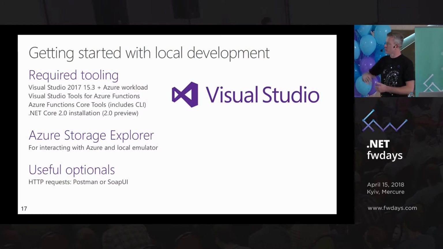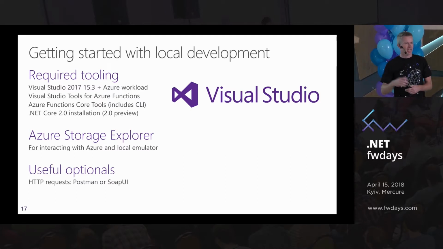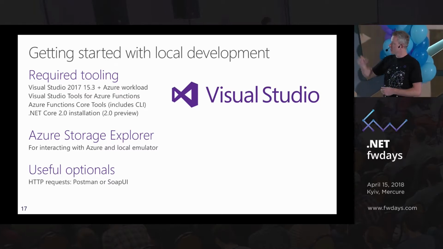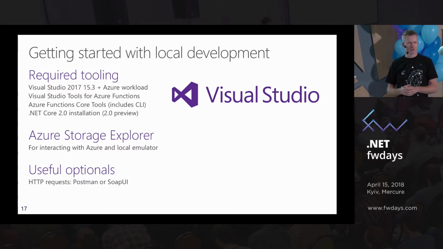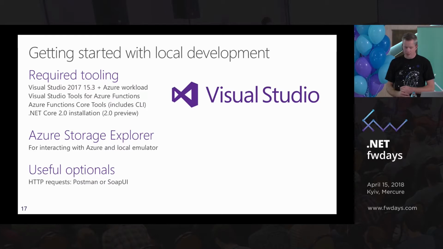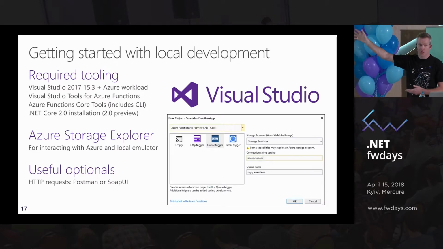So first off, you need some tooling. You'll need Visual Studio 2017. Make sure you have the Azure workload installed as well. You need the tools for Azure Functions, and you need the function core tools, which has some command line interfaces as well. If you want to try the .NET Core 2 preview, you need to install the .NET Core SDK as well. And then if you do the tooling and all, you'll get this. It changes quite a bit over time, but this is the current state.